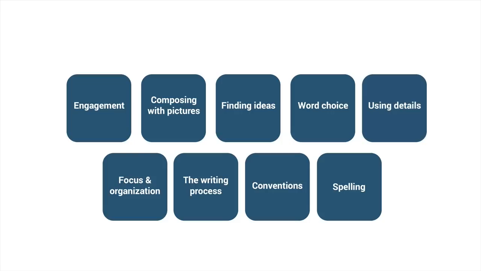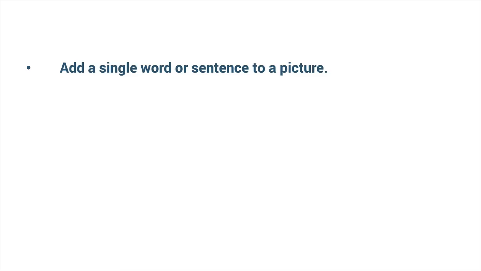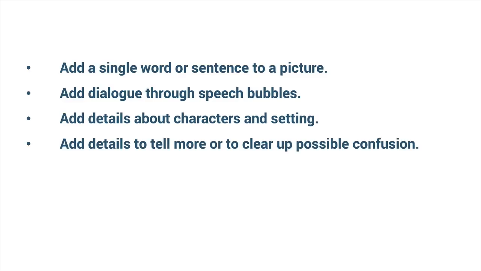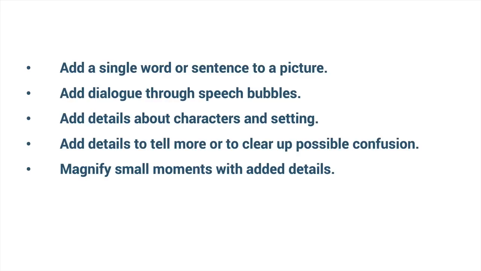Using details is a big one, and this is going to look different, again, depending on the grade level. So for example, in kindergarten, adding details might be adding a single word or a sentence to a picture. Students can learn to add dialogue with speech bubbles. Eventually, they'll add details about characters and setting. This could be just adding details to the picture. Later on, it may have to do with inserting sentences and even paragraphs. We'll teach our students to add details to tell more, or to clear up possible confusion. And then as they get more advanced, they can magnify small moments with added details.